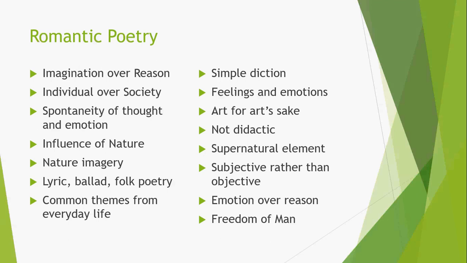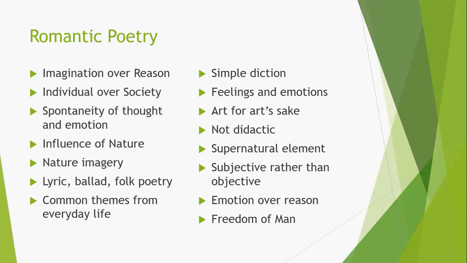The romantics gave a lot of importance to spontaneous overflow of thoughts and emotions. We find that the romantics were greatly influenced by nature. Hence, there is a lot of nature imagery in their poetry. The common poetic forms that were used in this age are the lyric, the ballad, and various kinds of folk poems. The poets dealt with themes that were very common to everyday life. They used very simple diction. They felt that the poet must address the emotions and feelings of the common people. So they used language that a common person could easily understand.